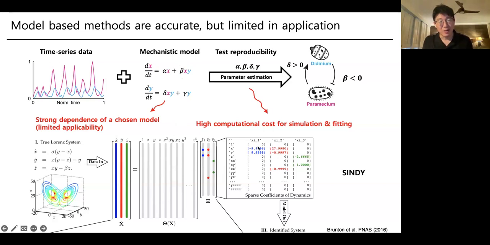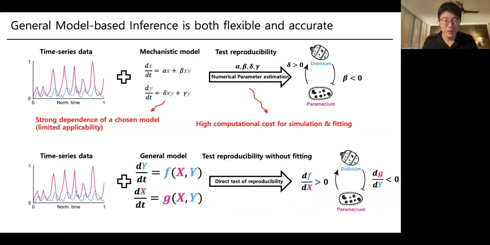One is that there is a limit of the alphabet. So what if the system cannot be described by this alphabet? Then it can cause false predictions. And number two is, although they use this sparse optimization technique, the identifiability issue frequently happens if you try to use SINDy. So we have decided to use a completely different approach.